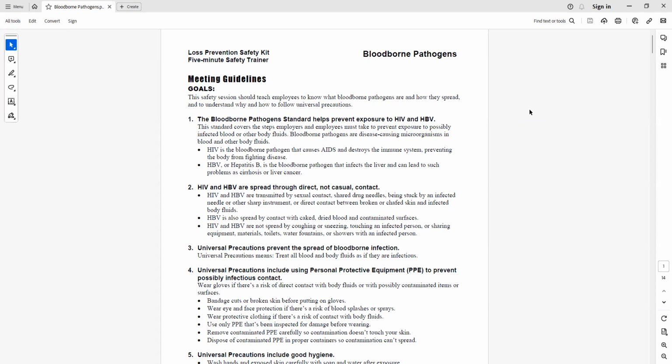Bloodborne pathogens. Meeting guidelines. Goals. This safety session should teach employees to know what bloodborne pathogens are and how they spread, and to understand why and how to follow universal precautions.